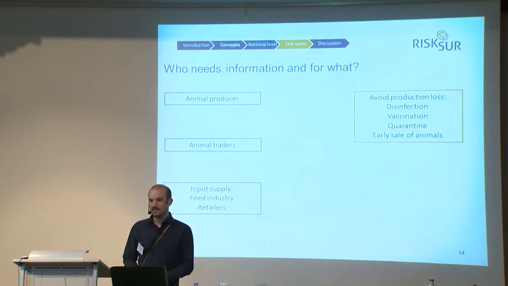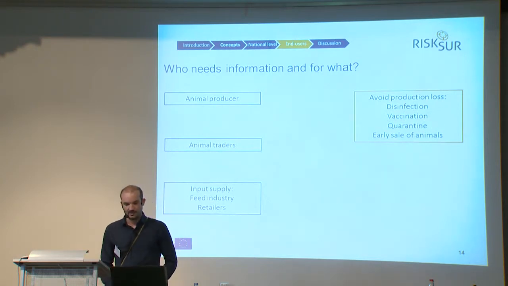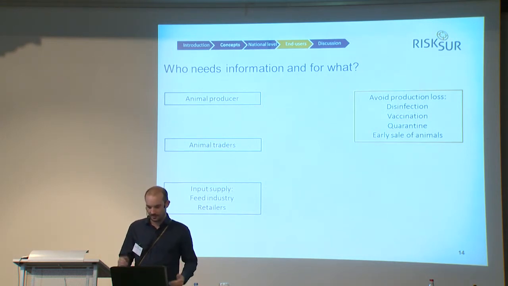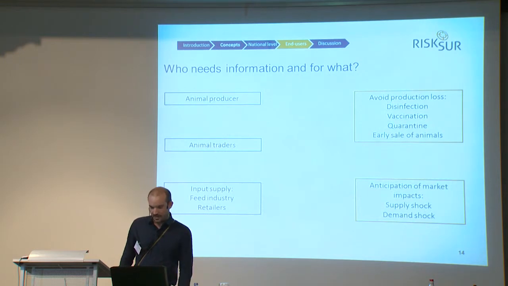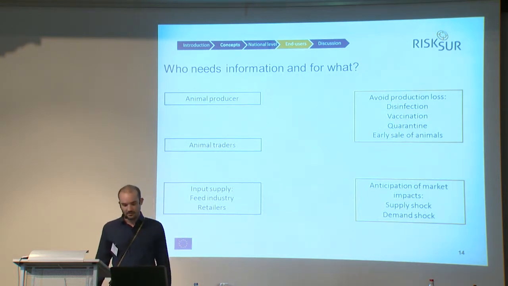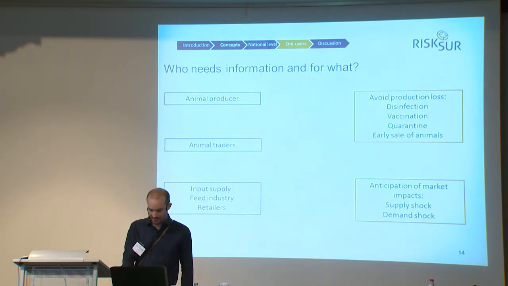They might need information, of course, to avoid production losses due to disease by adapting their prevention behavior, using disinfection, vaccination, quarantine, or by, for example, selling their animals earlier or later. But they might also need information to anticipate market impact and to adapt their marketing strategies.